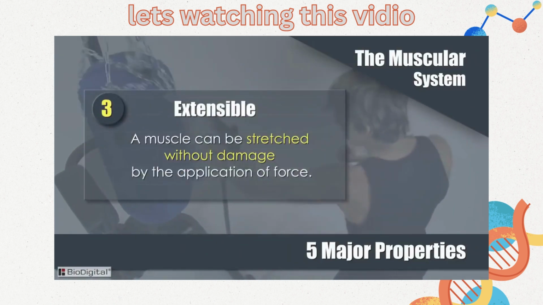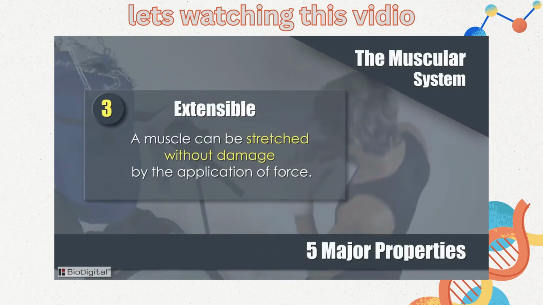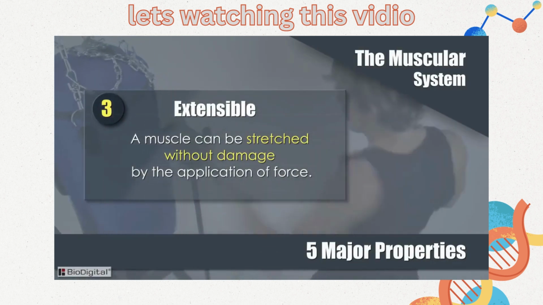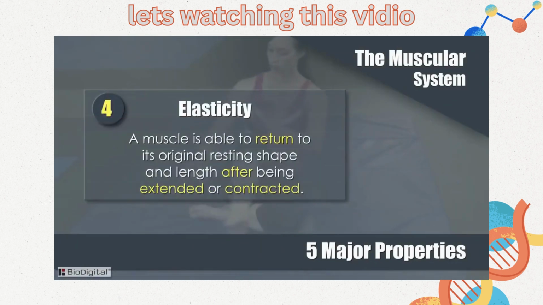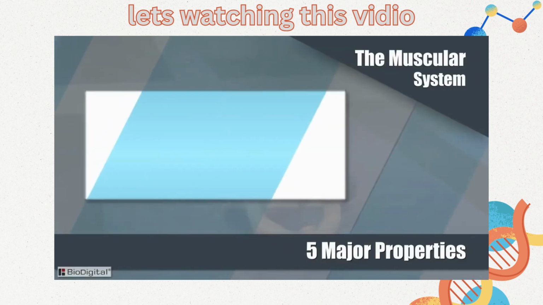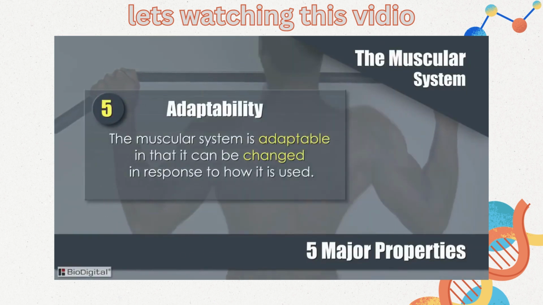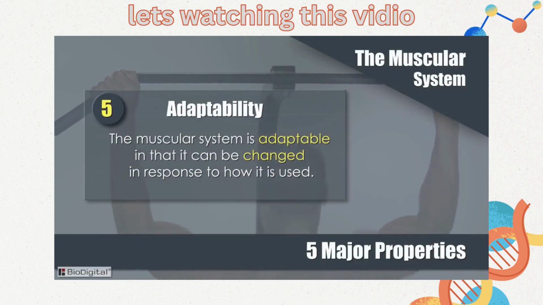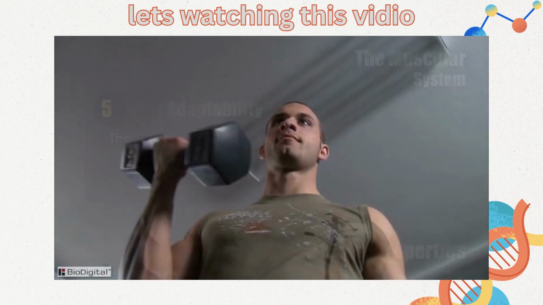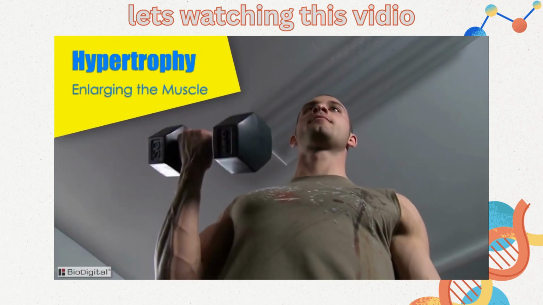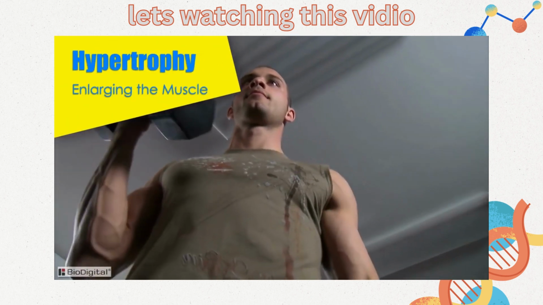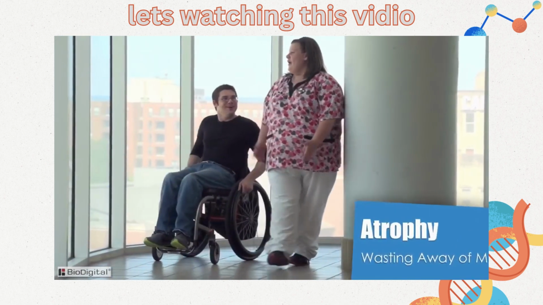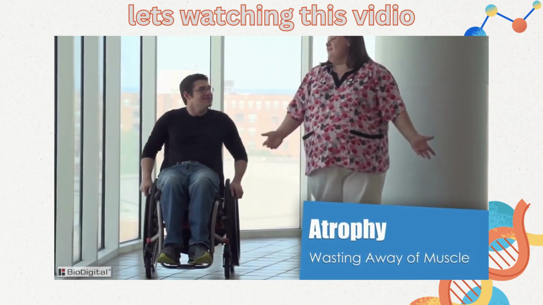Being extensible means a muscle can be stretched without damage by the application of force. With elasticity, a muscle is able to return to its original resting shape and length after being extended or contracted. The muscular system is adaptable in that it can be changed in response to how it is used. For example, a muscle will enlarge or undergo hypertrophy with increased work. But on the other hand, it can go into atrophy or waste away if deprived of work.